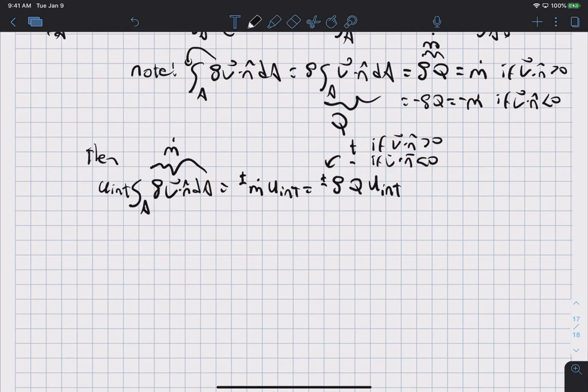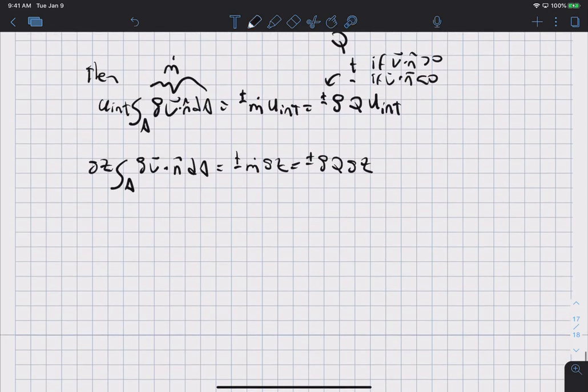And then the same thing for gz. The integral over the area of rho v dot n hat dA equals plus minus m dot gz, equals plus minus rho q gz. Okay? And whether you use the m dot version or the rho q version is just dependent on personal preference and convenience.